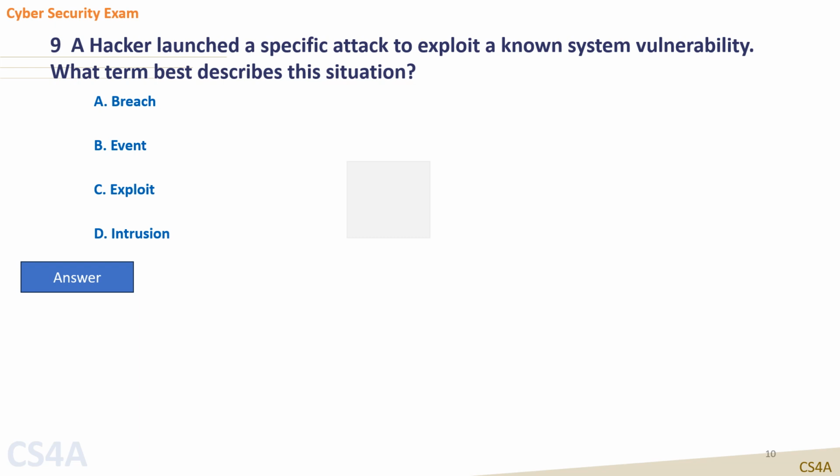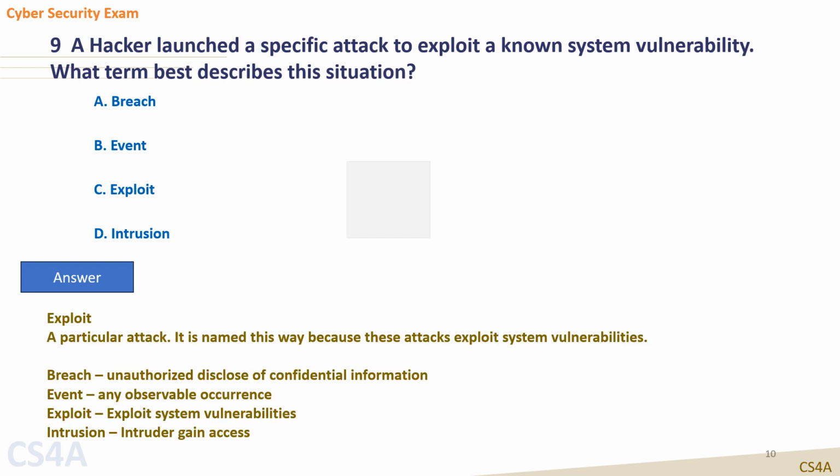So here the question is: a hacker launched a specific attack to exploit a known system vulnerability. Which term best describes this situation? Breach, event, exploit, and intrusion. The correct answer is exploit. C is the correct answer. Because breach is an unauthorized disclosure of confidential information, and event is any observable occurrence. Exploit is exploiting a system vulnerability, and intrusion is an intruder gaining access. So just remember these keywords for easily remembering these security incidents.